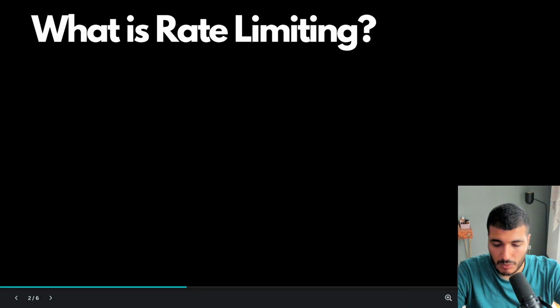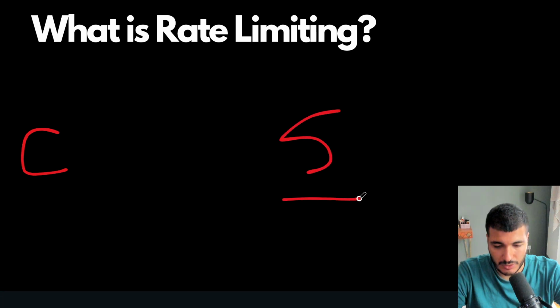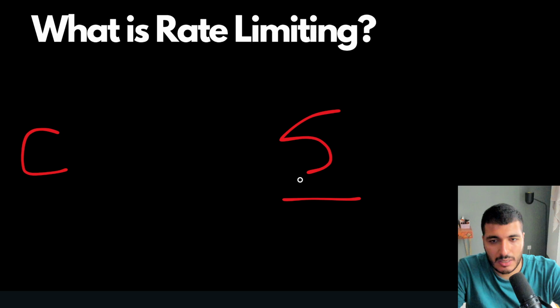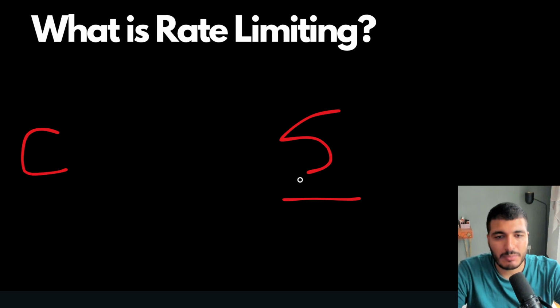Let's just take our pen. We have here a client and a server. Okay. At its core, rate limiting is a control mechanism that sets a limit on the rate at which an API or service can be accessed within a given time window.